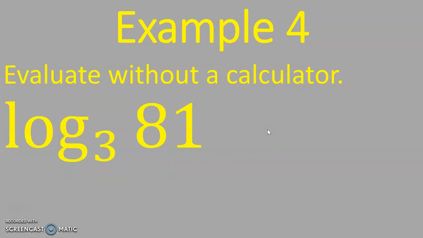A fourth example, we're going to evaluate without a calculator, so this helps us understand what a log is. Remember, if we change this to exponential form, 3 to some power is equal to 81. So a logarithm is an exponent. It's the exponent necessary to raise 3 by to make 81. So you might play around with the calculator, just think to yourself, 3 raised to what power is 81? Well, that'd be 3 to the 4th power.